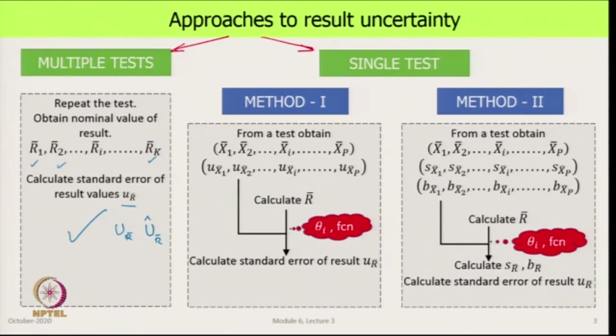Then we looked at the single test method, and we saw that we have two approaches, that we could either use the Taylor series method or the Monte Carlo method. And we saw that this is a discrete probabilistic model. It is a very powerful simulation tool, but we will leave it for an advanced course. In this course, our attention will be on uncertainty analysis using the Taylor series method.